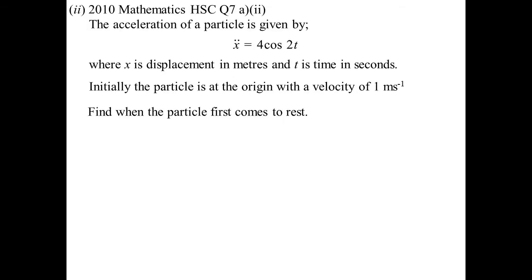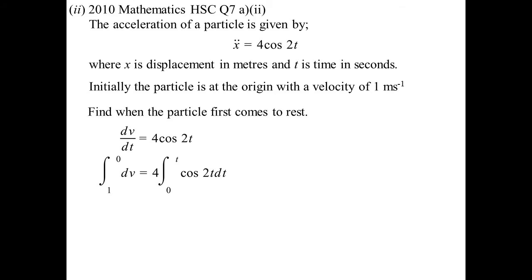Okay, let's have a look at the 2010 question. So acceleration is given by 4 cos 2t. We want to find when this particle first comes to rest. So when is v equal to 0? Well, acceleration is dv/dt. Separate my variables. So integral of dv is 4 times the integral of cos 2t.